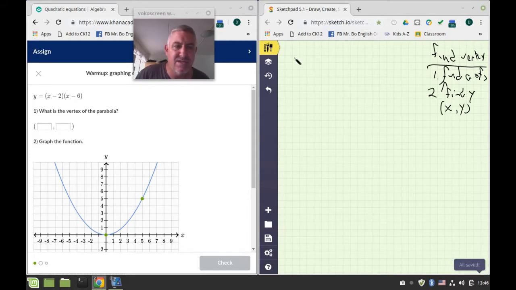Okay, so let's start. Our formula for this is x minus 2 times x minus 6, and since we want the x-intercepts, we're going to need to set that to 0.